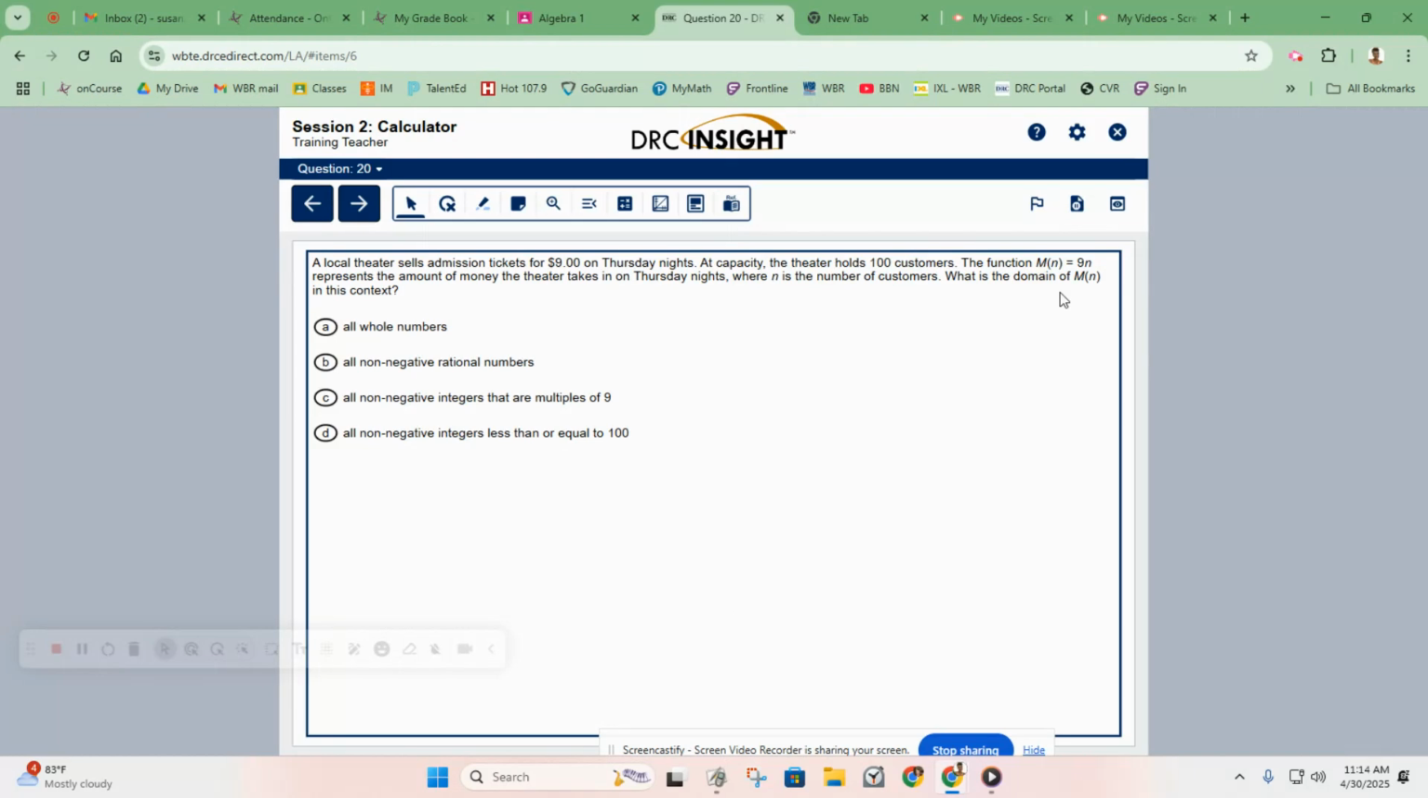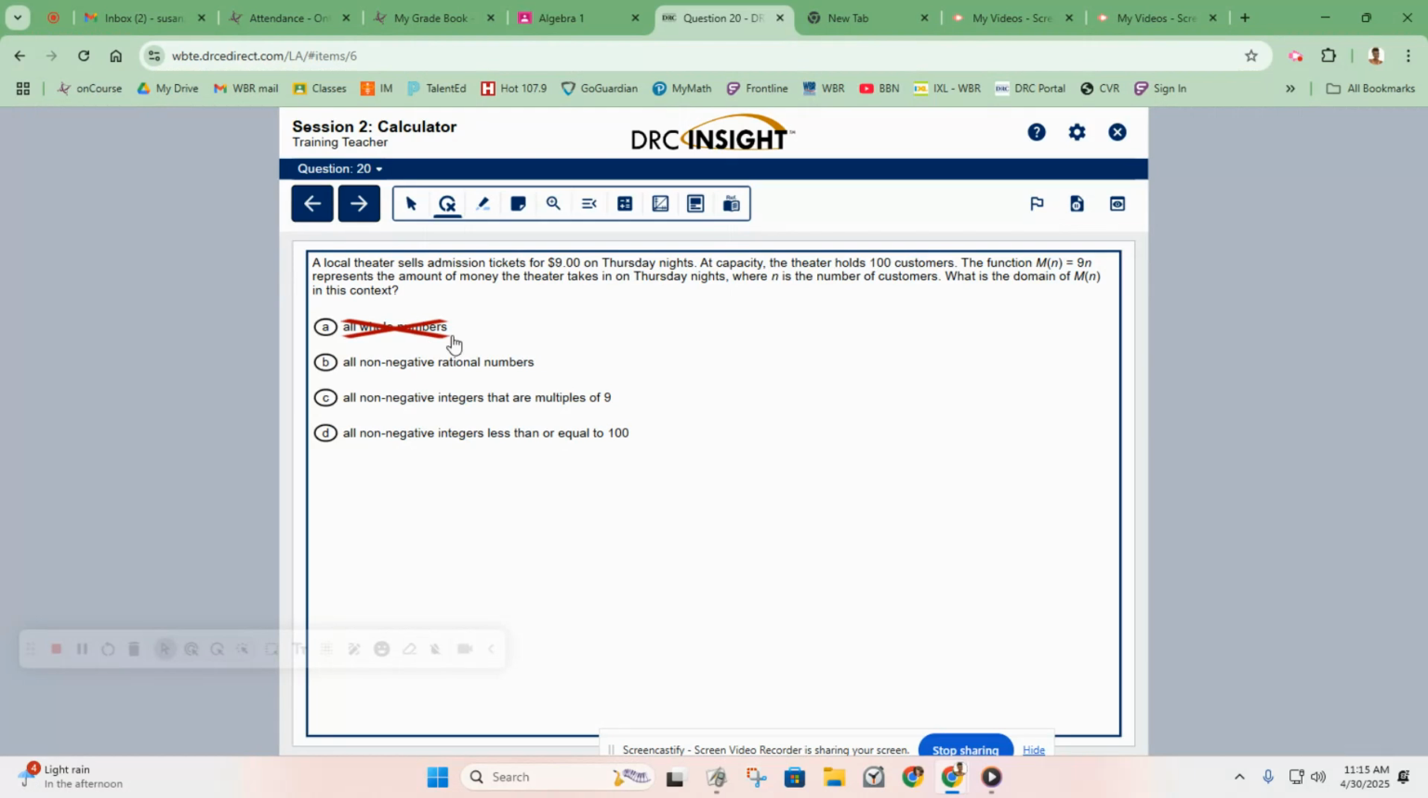M of n. Domain is my input values. So we're talking about the number of customers. Are all whole numbers possible for the numbers of customers? So in other words, I could have 0 customers, 1, 2, 3. Could I have 1,000,000 customers? No. So all whole numbers, which goes on forever, is not a possible answer.